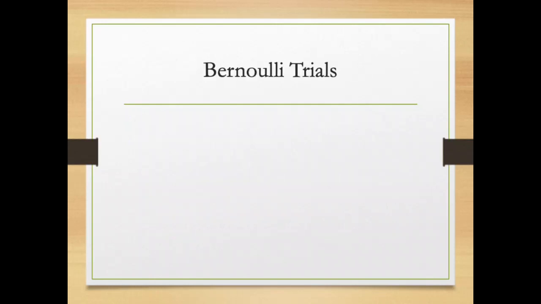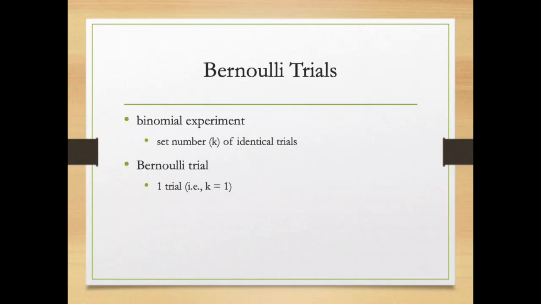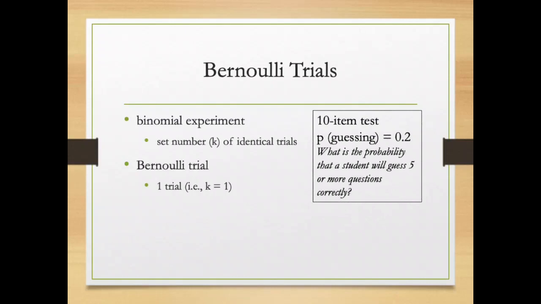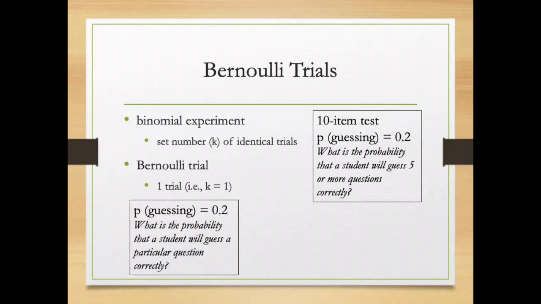Most research questions that involve evaluating dichotomous variables fall into a special case of the binomial experiment called a Bernoulli trial. Binomial experiments, in general, require a set number of identical trials, represented as k trials. A Bernoulli trial, on the other hand, is a single trial, i.e. k equals 1, also with a dichotomous variable. So whereas a binomial experiment would be interested in whether or not a student guesses a particular number of questions correctly on a 10-item test, a Bernoulli trial would involve evaluating the proportion of times that a student guesses a particular question correctly.